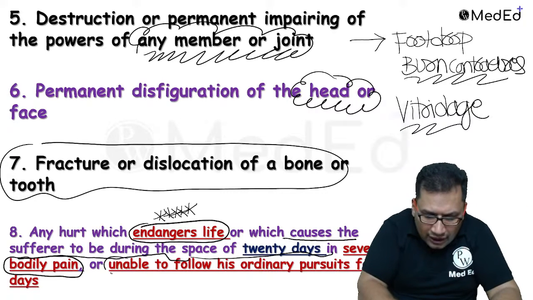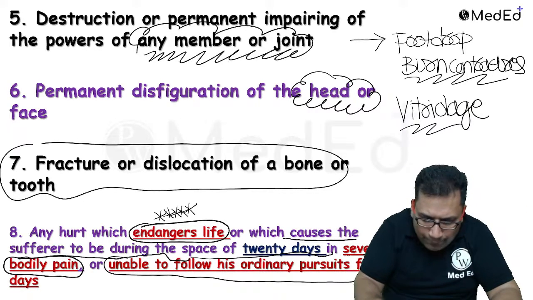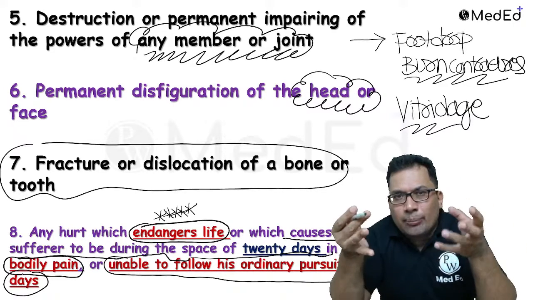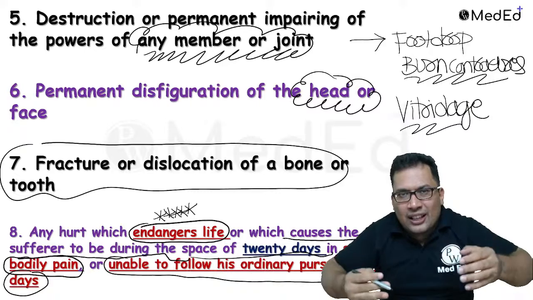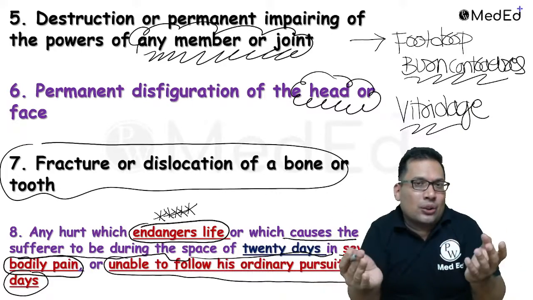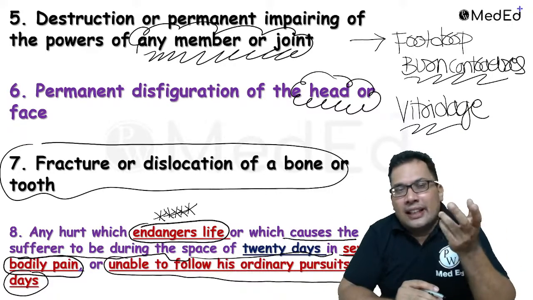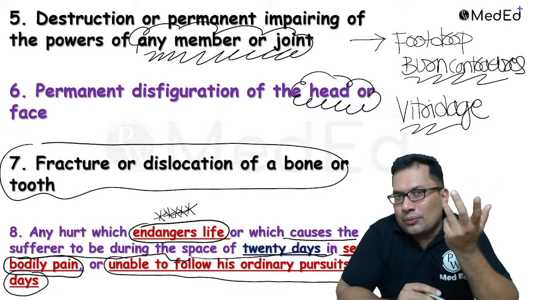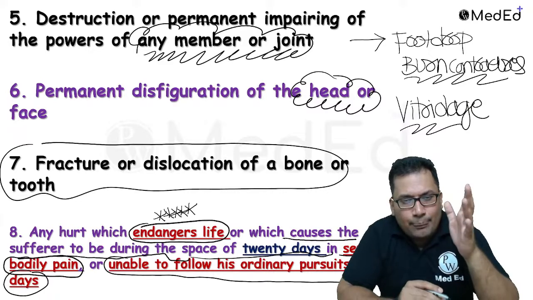Or unable to follow his ordinary pursuit for about 20 days. Because of the injury, because of the hurt, the person is unable to do his ordinary pursuit, for example taking a bath, having food, brushing teeth. All these are ordinary pursuits. Okay, so I'll repeat.